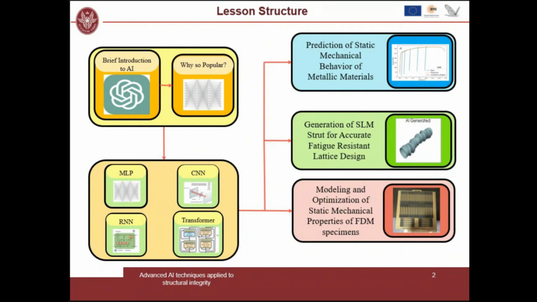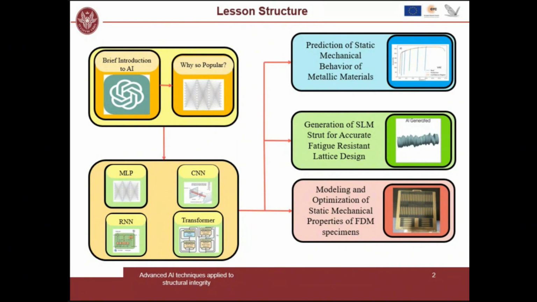But just to give you some structure of this lesson, I wanted to talk about a brief introduction of what an AI is, why it is so popular nowadays, and after that, I want to give you some details about the main architectures out there in artificial intelligence. I will focus in this lesson on deep neural networks. I'll touch also on some machine learning, but I'll mainly talk about deep neural networks because they are very good at mechanical properties prediction. So that's the main focus of this lesson.